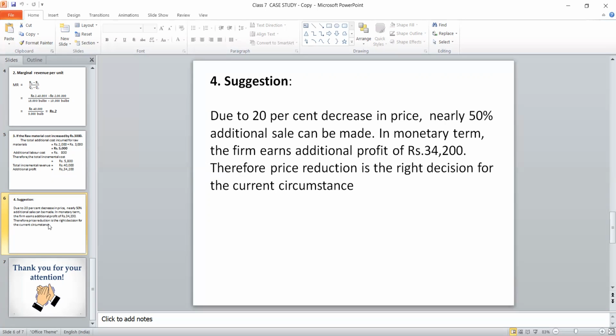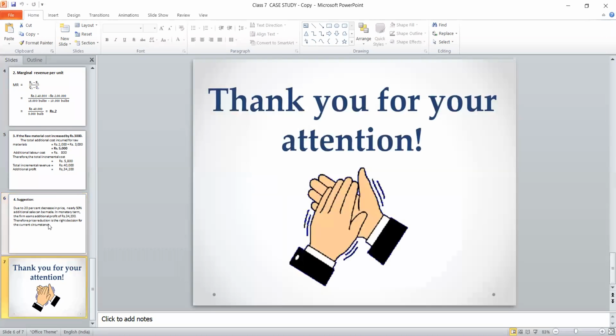So you have to mention 2 points. One is that because of the decrease in price, there is nearly a 50% increase in sale from 10,000 bulbs to 15,000 bulbs. This is a very valid point. That too, we have to express in monetary terms, money terms. The answer for the third question is that the additional income or profit earned is 34,200. Therefore, the price reduction is the right decision.